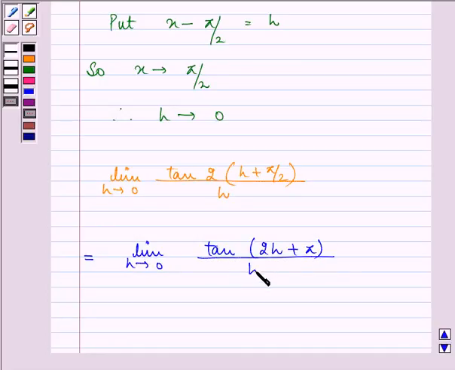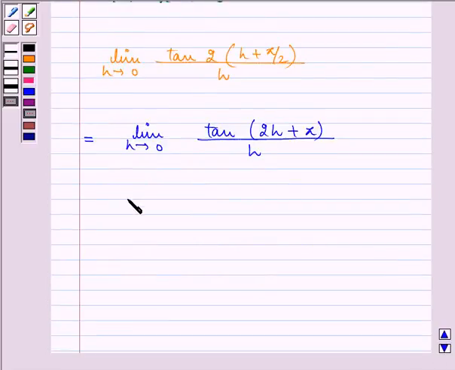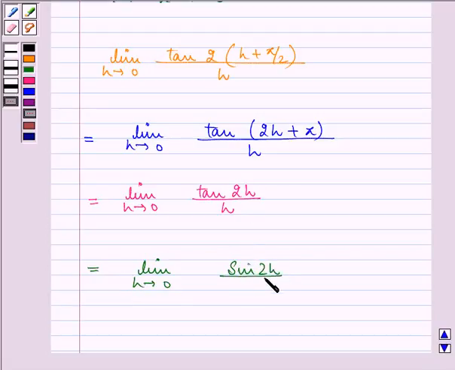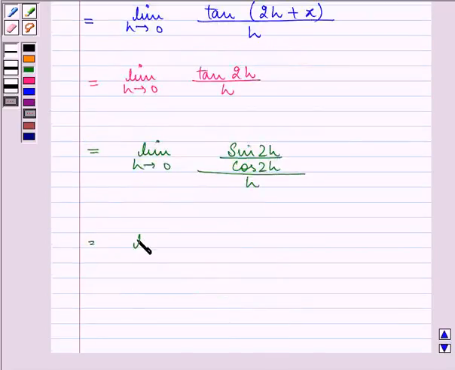divided by h. Further, now we can write it as limit h approaches 0. Now tan 2h plus pi is what? Tan 2h itself. So we have tan 2h divided by h. Now also we know that tan 2h is sine 2h divided by cos 2h, right? The whole divided by h, which can be split and written as limit h approaches 0 of sine 2h divided by h multiplied by 1 over cos 2h.